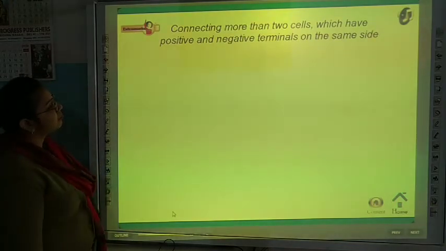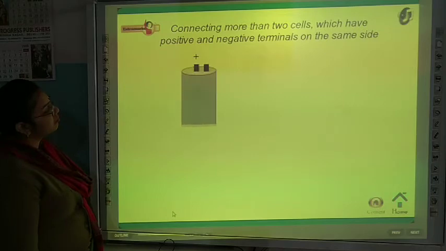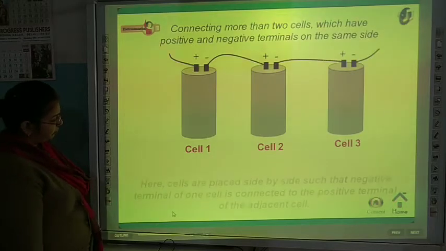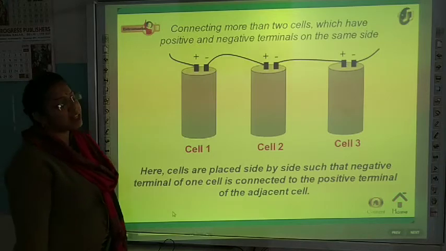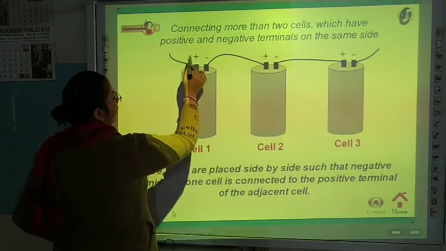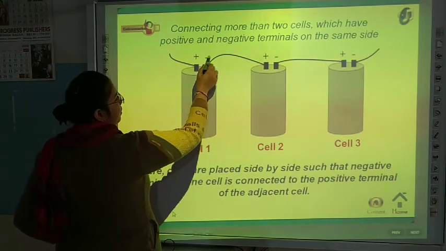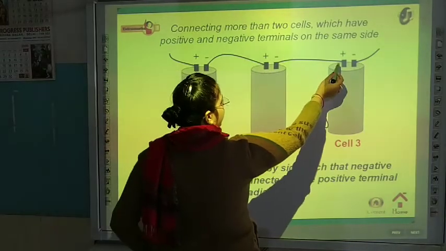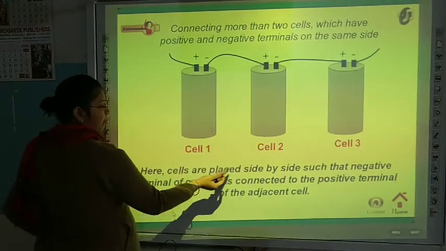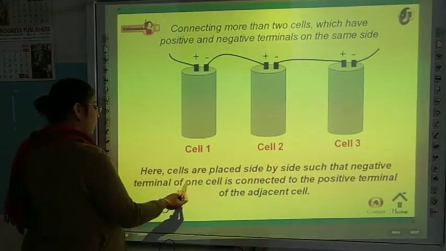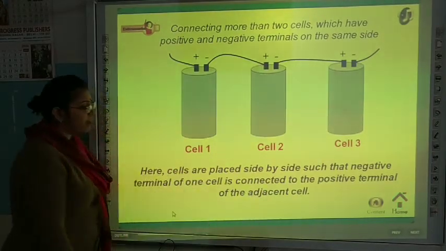The cells which have positive and negative terminals on the same side are placed side by side so that the negative terminal of one cell is connected to the positive terminal of the other cell. Here, what have we done with the cells? We have tried to connect them side by side, on the same side. Then one cell, two cells, three cells. Here is the positive and negative. So the negative terminal, we connect through the wire to the negative, and the positive terminal, we connect through the wire to the positive. Then here cells are placed side by side.